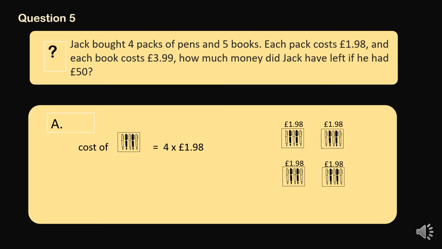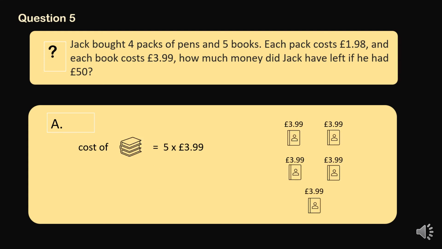Now let's calculate the total cost of pens. Each pack costs £1.98. Jack bought 4 packs. This means I either add 1.98 4 times or I use 4 times £1.98. If you need any assistance completing this calculation quickly, then I would recommend you visit Money Word Problems playlist. Using our previous videos around money word problems, you should be able to tell that this equals £8 take away 8p, or £8 take away 0.08, which equals £7.92.